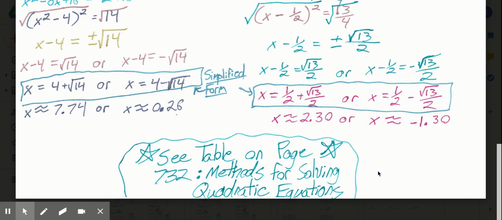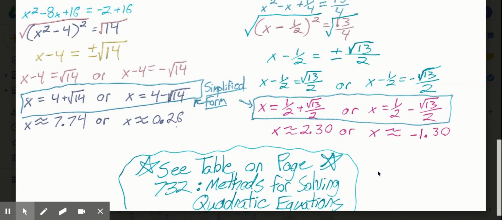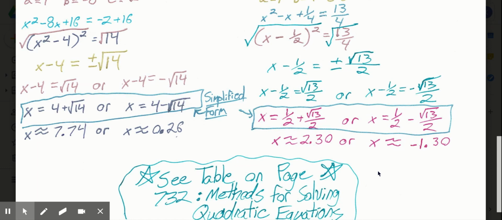And for completing the square, again, make sure that you're showing your work, showing your setup and process, so that if you are making mistakes and you need help, I can see where you're going wrong and what specifically you need help with.